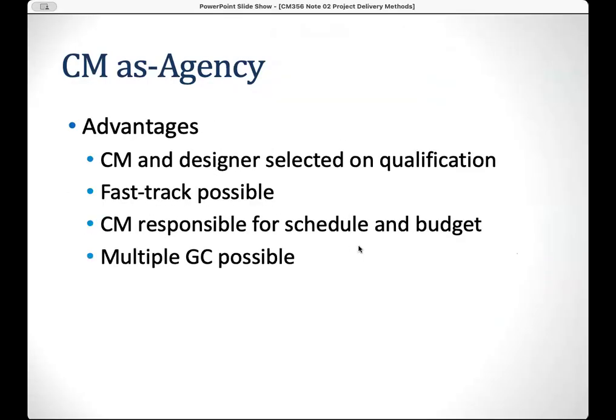Okay, so let's see the advantages. The CM and the designer are selected on qualification. So this can be a fast track possible. The CM is responsible for schedule and the budget. And you may have multiple general contracts available. So those are the advantages of the CM as agency.